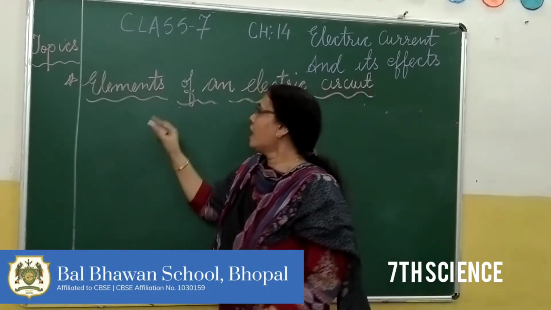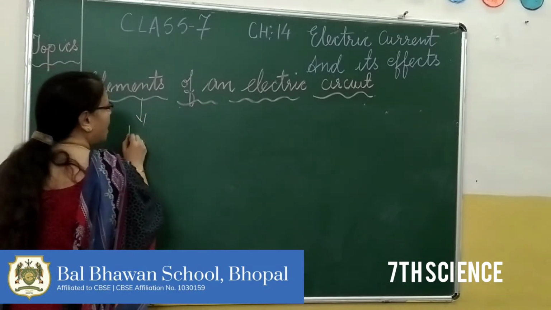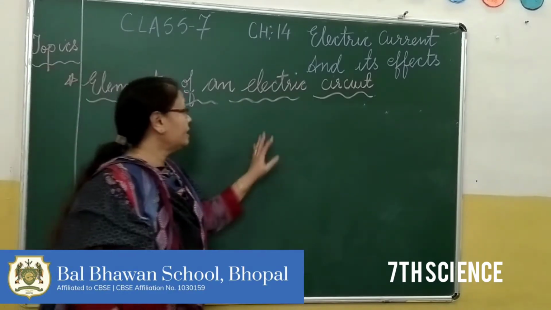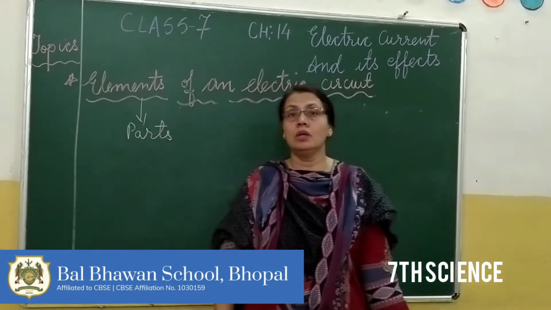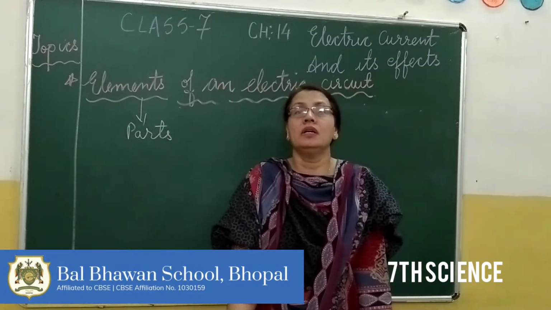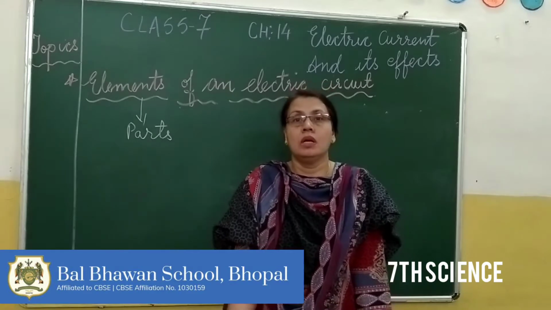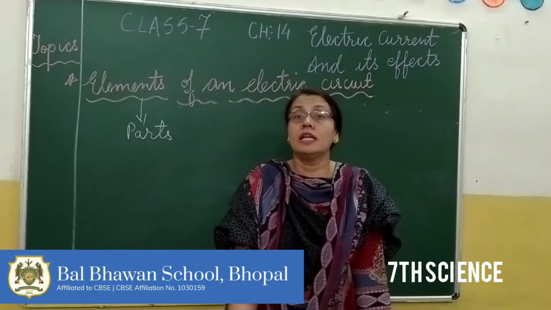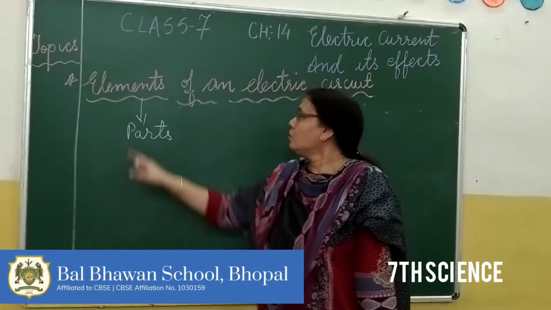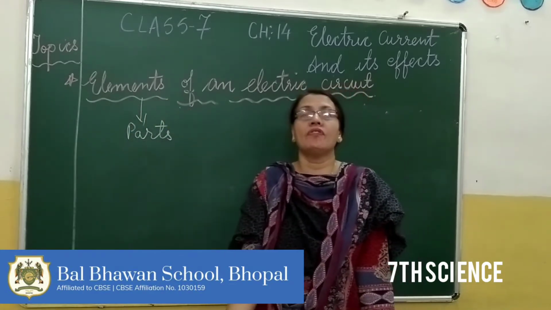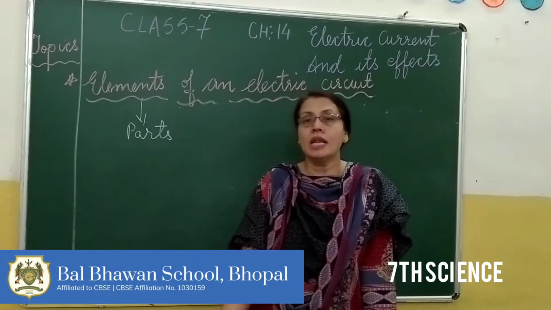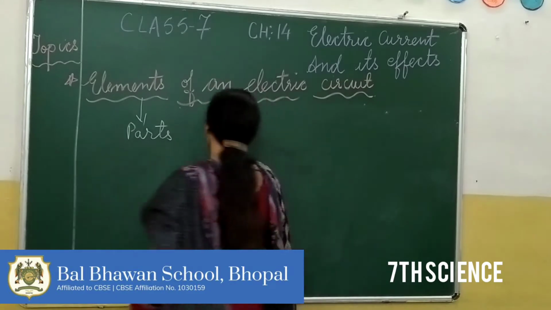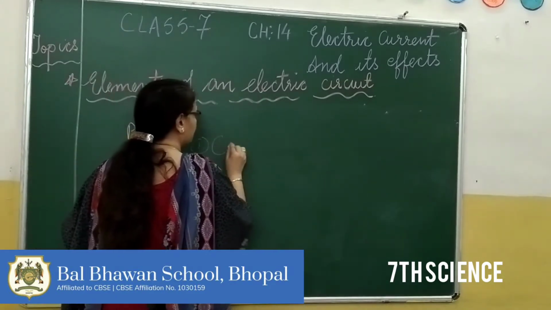Elements, when I say, I mean the parts of an electric circuit. Electric circuit definition you all know is a complete path through which electric current flows. Now, to make that path complete, what are the things required for that? Those are called the elements of an electric circuit. Now, the first element which we talk about is connecting wires.